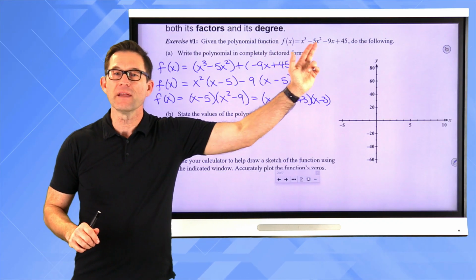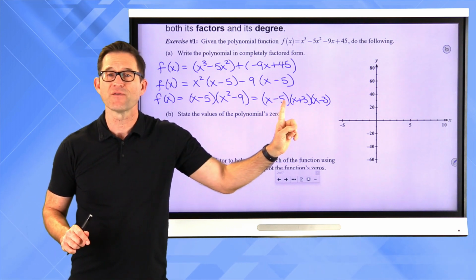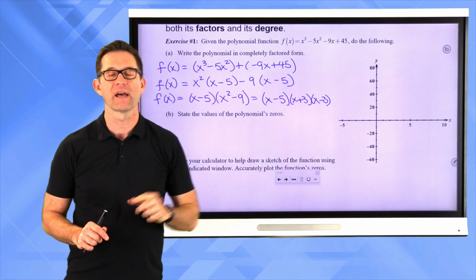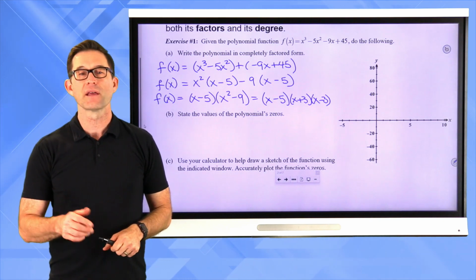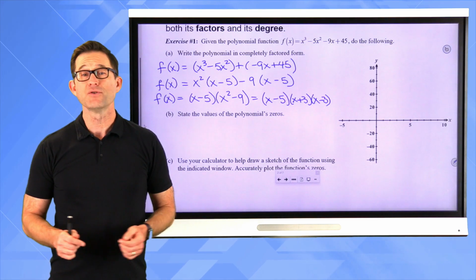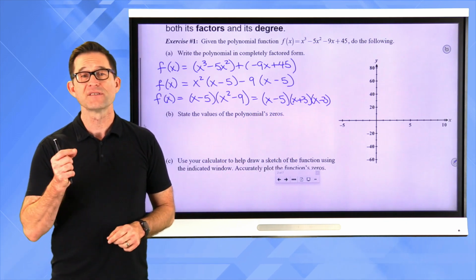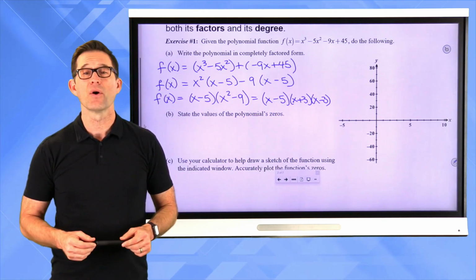So written in completely factored form, that cubic can be then written as x minus 5 times x plus 3 times x minus 3. Let's take a look at letter B. State the values of the polynomial's zeros. Well, that you should really be able to do by just looking at this, what we call in math, state them by inspection. Why don't you go ahead and do that?